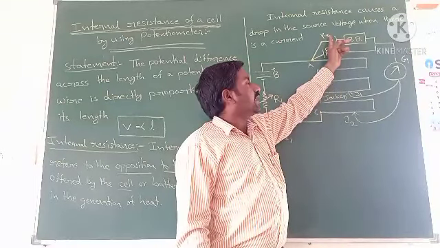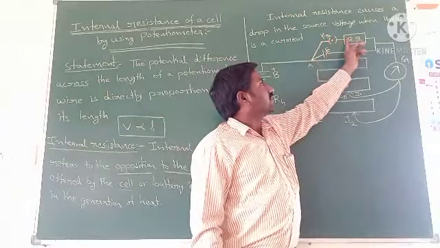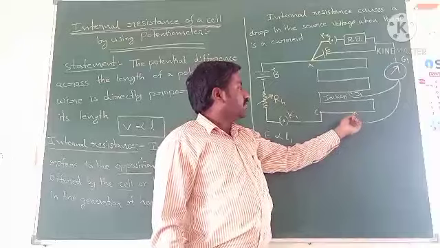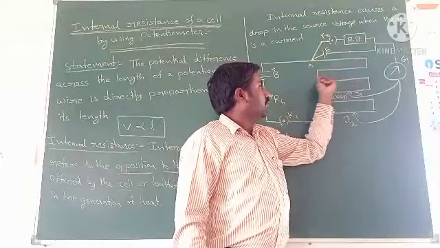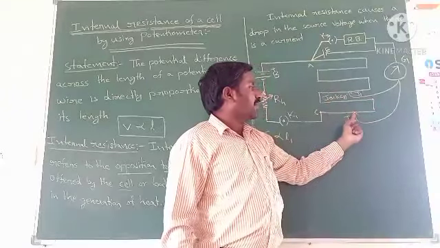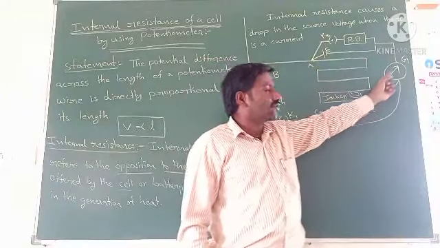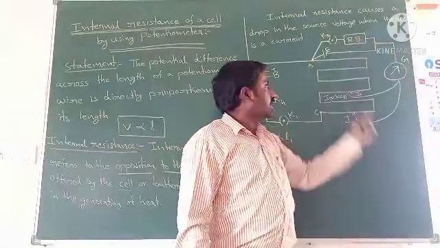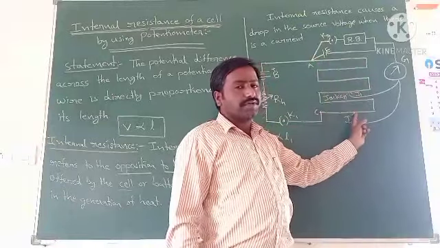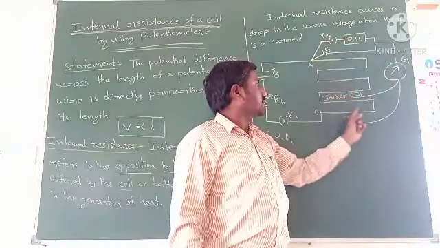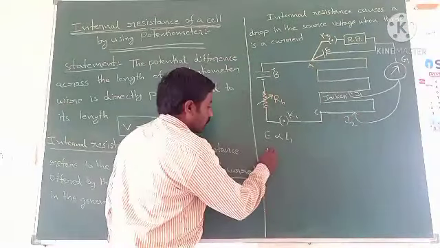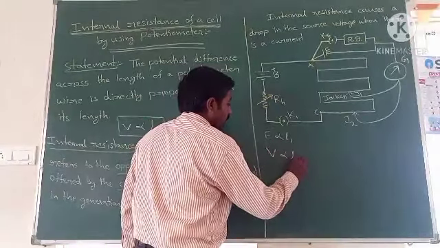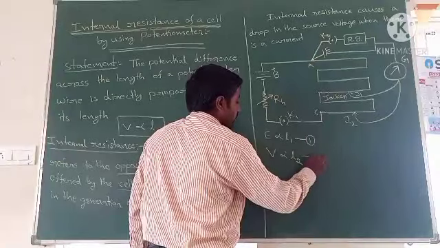When the key K2 is closed, the current flows through the resistance box to the galvanometer and the jockey. Now the jockey can be moved on the potentiometer wire. While moving the jockey on the potentiometer wire, at a particular point the galvanometer shows zero deflection. At that point, the voltage across the resistance box is directly proportional to the length of the potentiometer wire. In the second case, the length is taken as L2. According to the potentiometer principle, the potential difference across the resistance box, V, is directly proportional to the length. So this is equation 1 and this is equation 2.